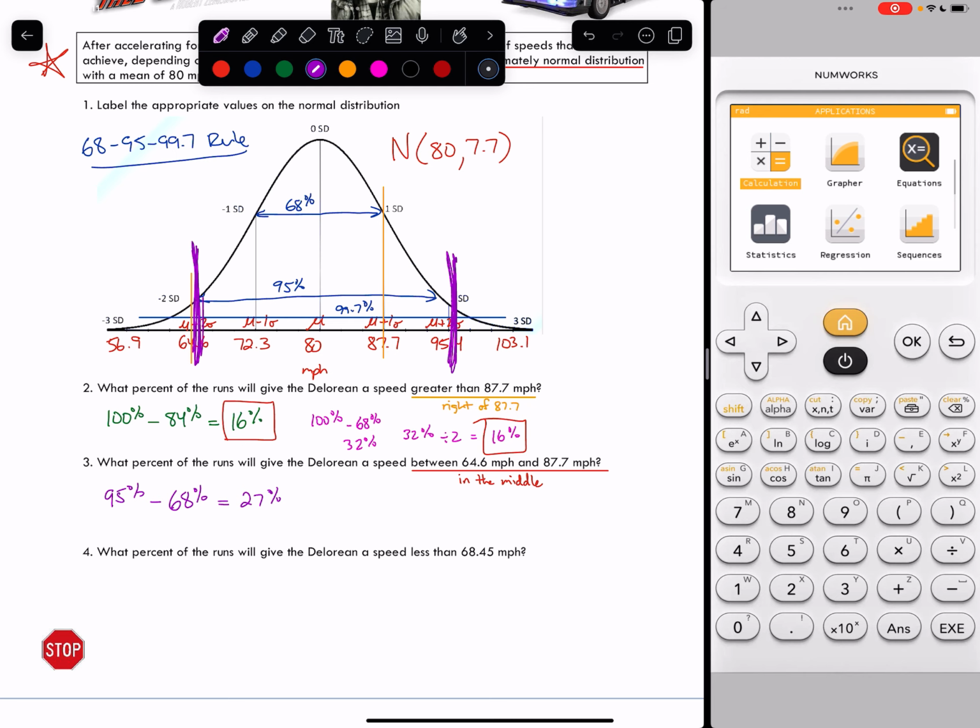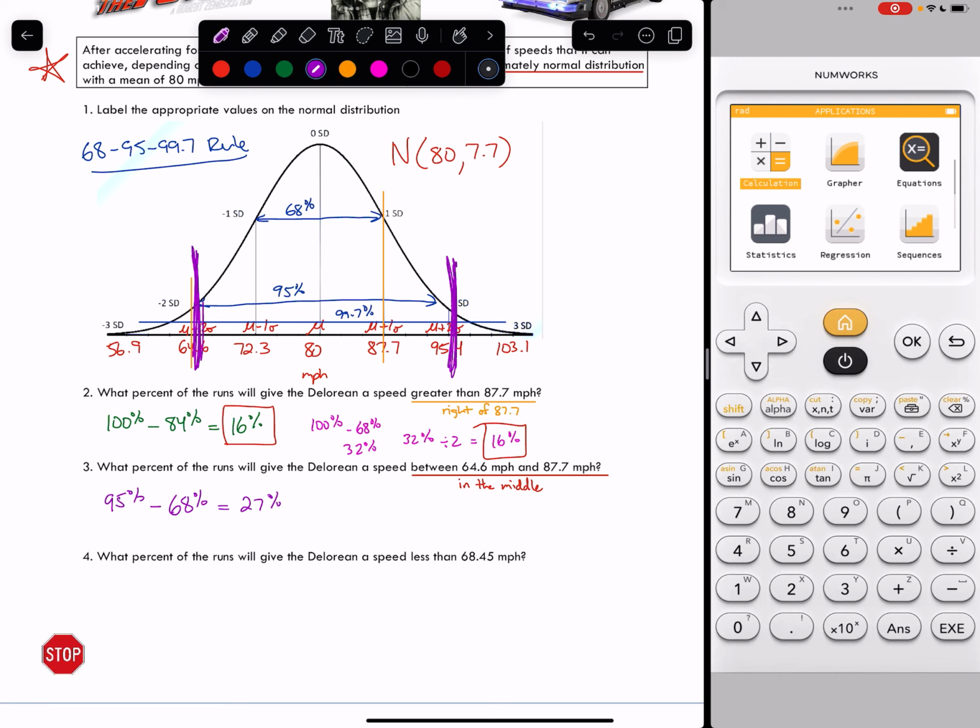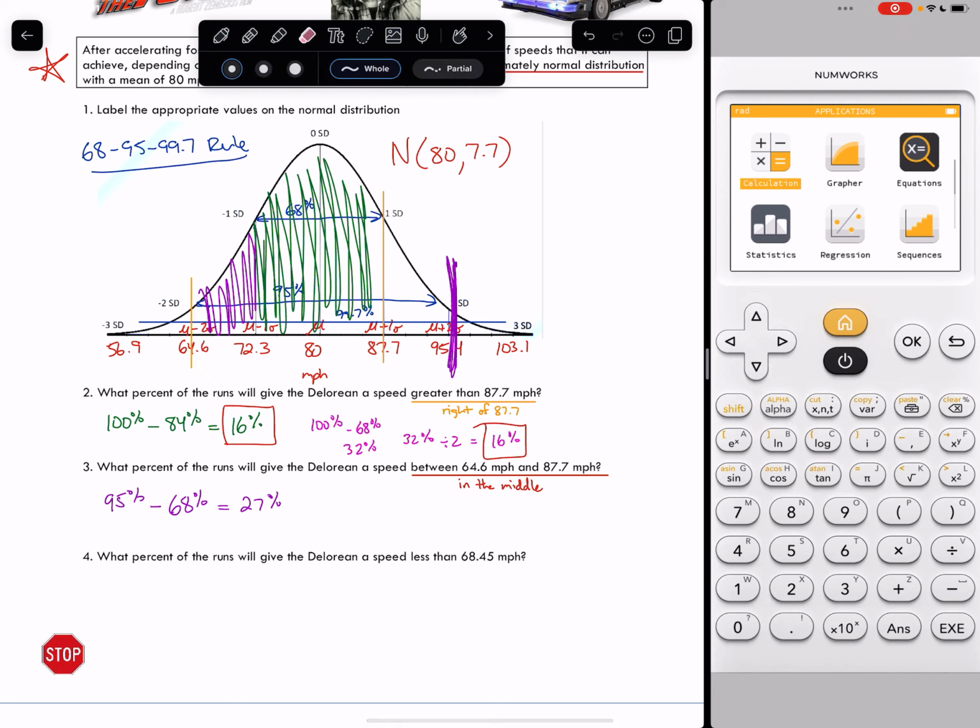And so if that's the case, then that means that this section here and this section here combine for 27%. Well, again, I don't need both of those sections. I just need the first one, right? I need that one there, and then the green stuff in the middle to get from my two orange lines, 64.6 to 87.7. So since I only need half of it, we're again going to take that 27, divide it by 2, and that's going to give us 13.5%.